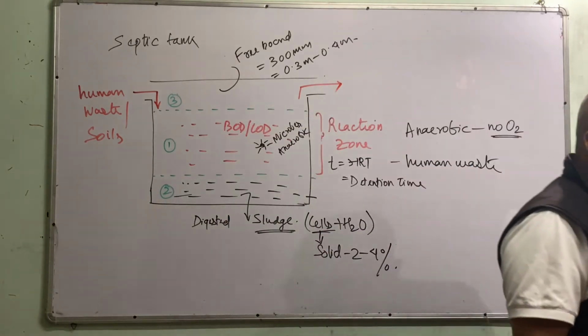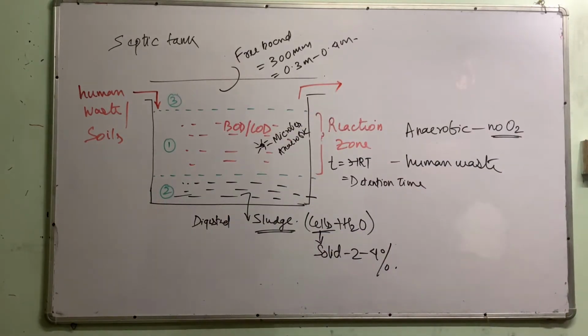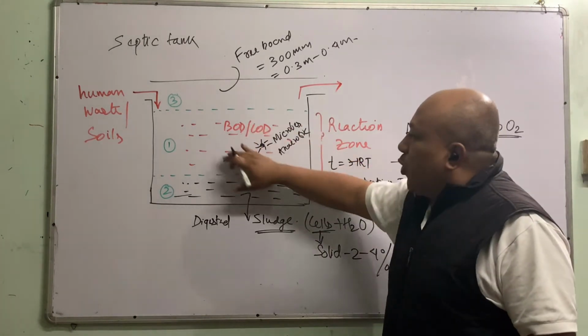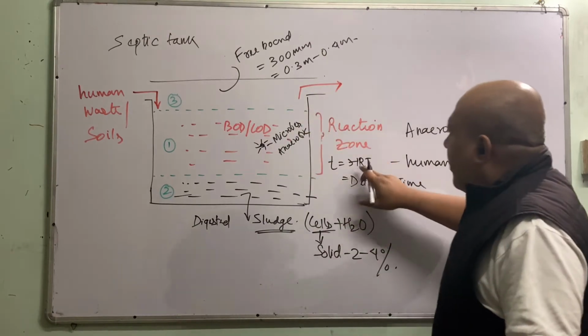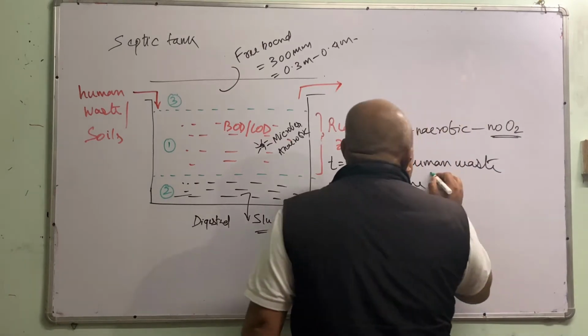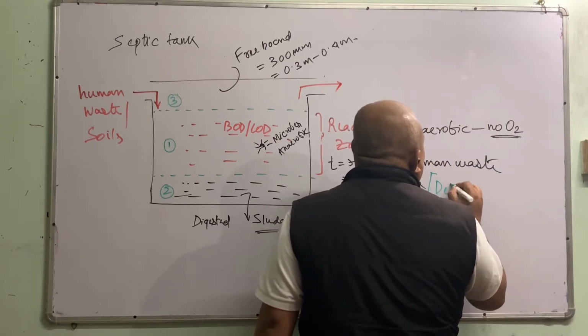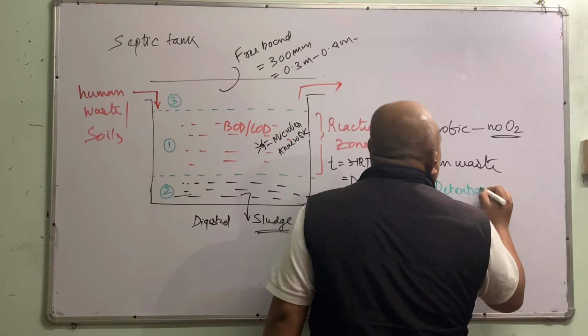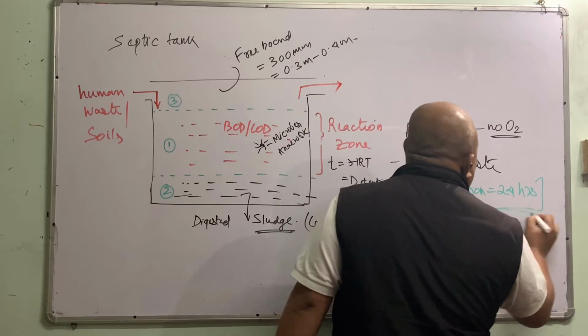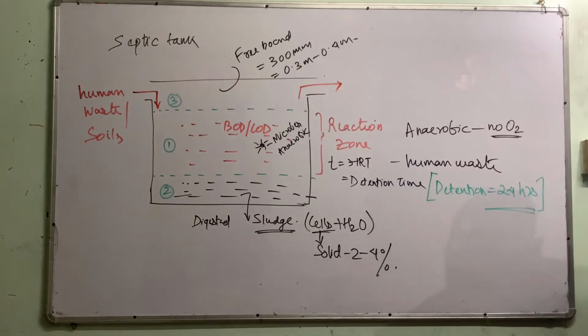Okay, clear. So when we design a septic tank, the first thing we have to remember is that this zone has to be designed for an HRT of how much. From experience, it is known that the HRT, or the detention period, can be kept at around 24 hours. The human sludge takes around 24 hours for the microbes to eat it up and digest it. So detention time is around 24 hours.